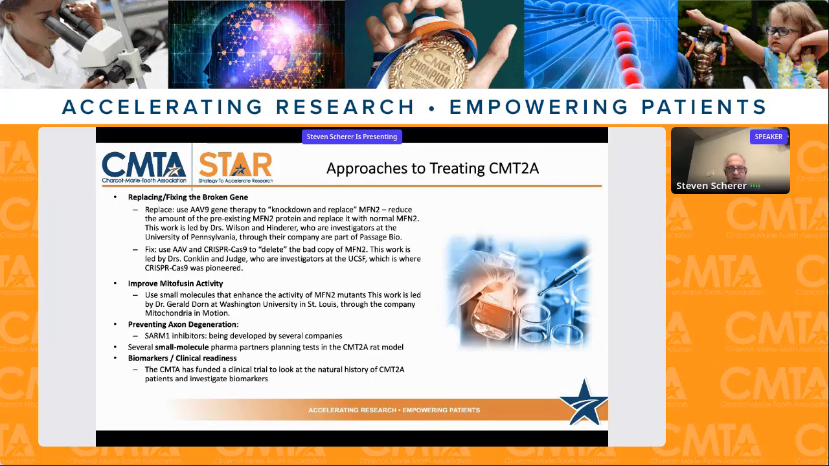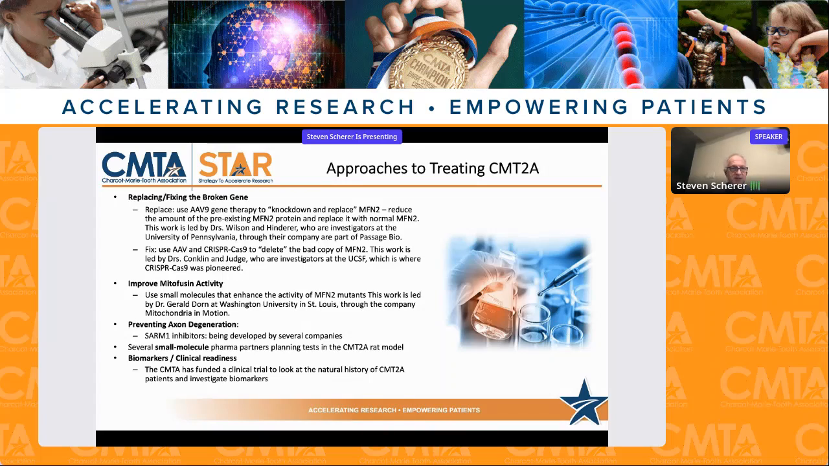A third, and again, completely different strategy, is to use a drug that would inhibit a molecule called SARM1. And there are several companies trying to develop such drugs. And the strategy of inhibiting SARM1 would be to prevent axonal degeneration. And this would be a strategy that would not only work for treating CMT type 2A, but maybe many other kinds of CMT2, because axonal degeneration is a final common pathway of many, many neuropathies, including many inherited neuropathies.